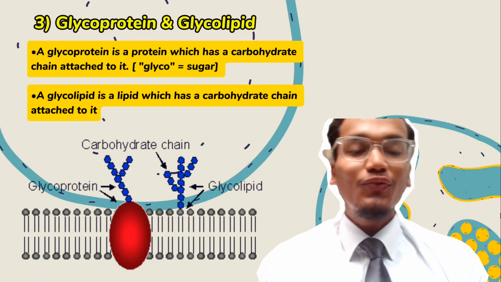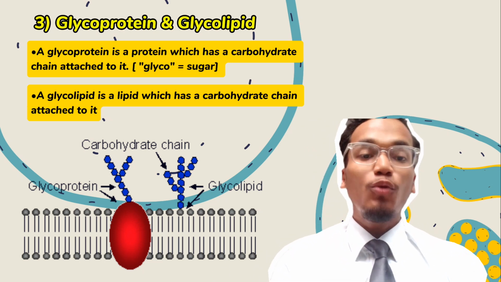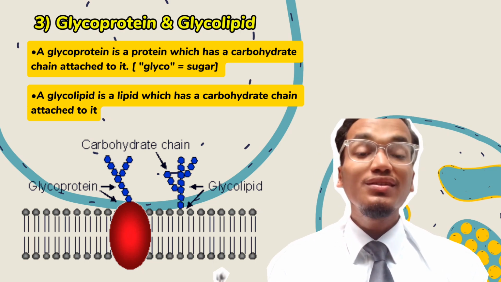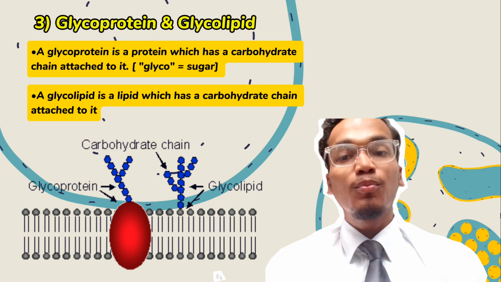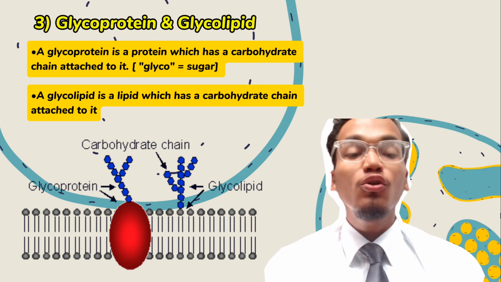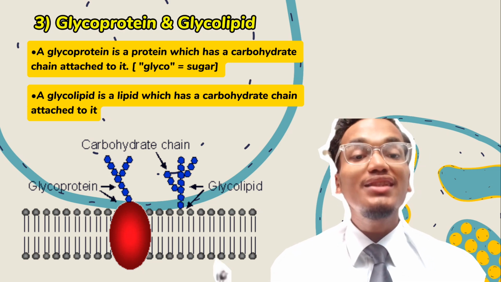Now, let us move on to the third type of structure in the plasma membrane, which is the carbohydrate chain. We have two types of carbohydrate chain, which are glycoprotein and glycolipid. A glycoprotein is a protein which has a carbohydrate chain attached to it, while a glycolipid is a lipid which has a carbohydrate chain attached to it.